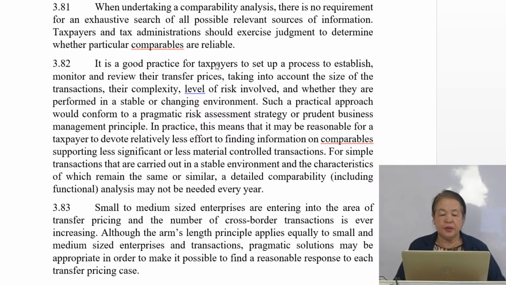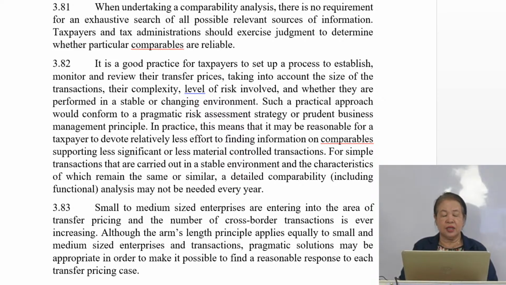Such a practical approach would conform to a pragmatic risk assessment strategy. So the taxpayer will assess itself for risk in a transfer pricing audit. Or prudent business management principle. In practice, this means that it may be reasonable for a taxpayer to devote relatively less effort to finding information on comparables supporting less significant or less material controlled transactions.